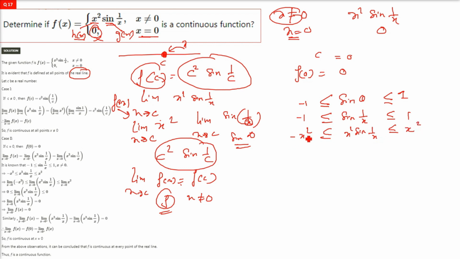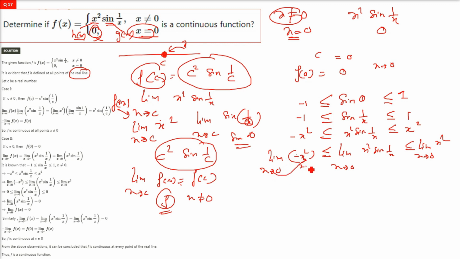So apply the limits now. We are applying the limit x tends to 0. When you apply limit x tends to 0, you get minus x square, which of course will be 0. And limit x tends to 0, x square sine 1 by x. Here also apply the limit x tends to 0, x square. So the left hand side and right hand side, this is going to be 0, x is 0.